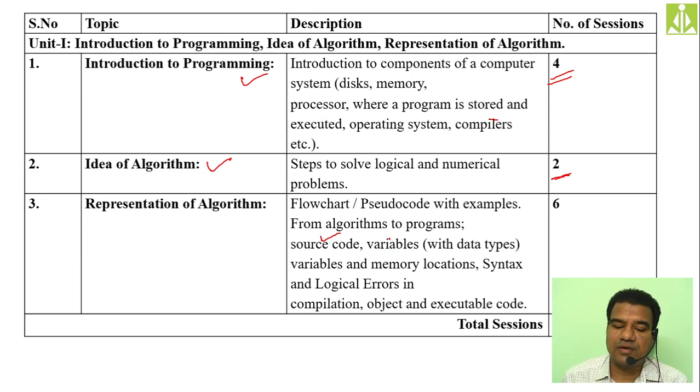Then the concept of variables, why we need variables in a programming language and what are data types. Okay, then how the variables and memory locations are related to one another, that also we need to see. And the syntax and logical errors in compilation. And finally the object code and executable code. All these things we need to understand as part of your third chapter in your first unit, representation of algorithm. And for this we need 6 sessions. So overall, to complete the first unit we need 12 sessions.